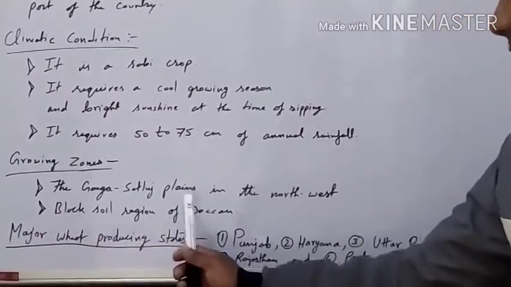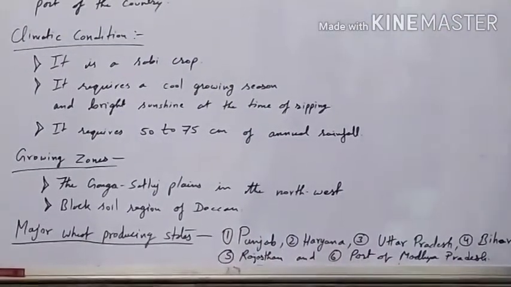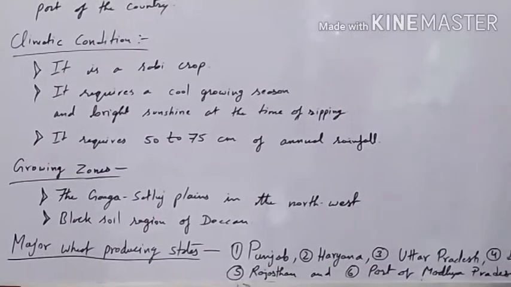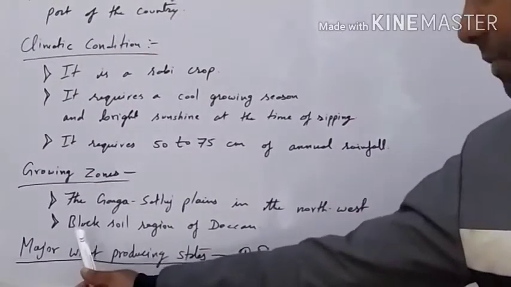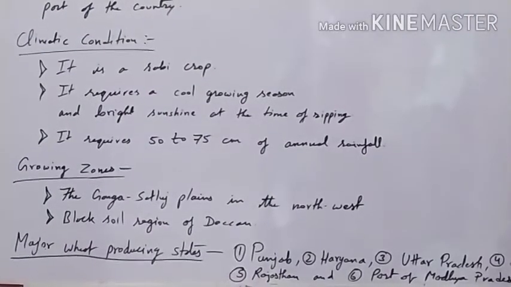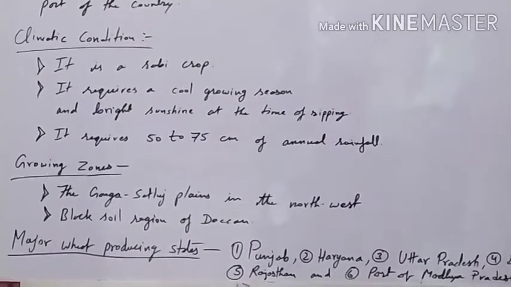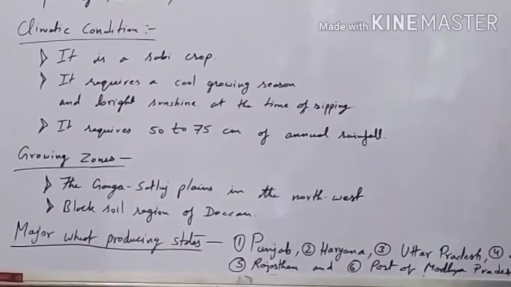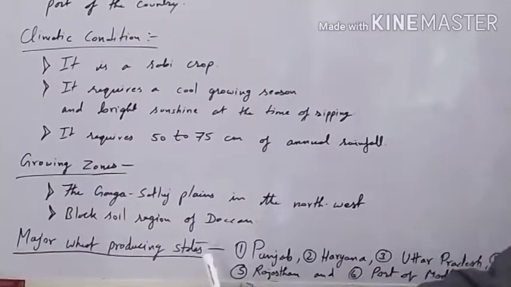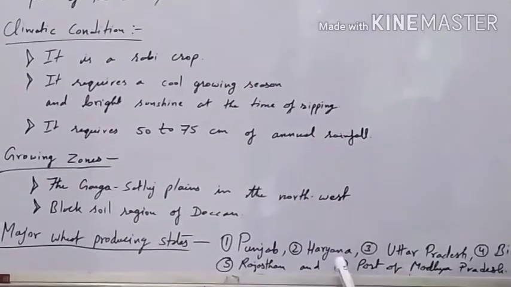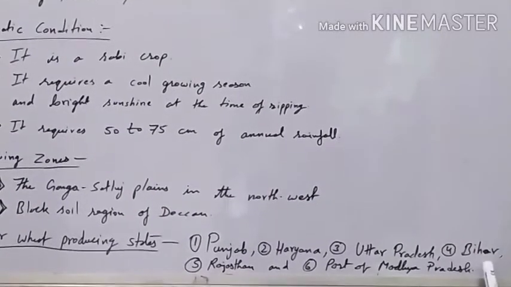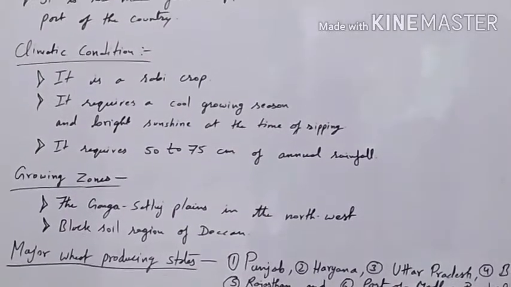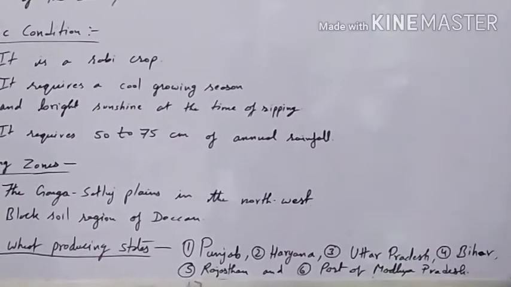The Ganga Satluj plain in the northwestern part of our country has developed a good practice of wheat cultivation. Another part is the black soil region of the Deccan Plateau, where wheat is also grown. Beside that, let us understand the states where wheat is grown. As you can see on the board, Punjab, Haryana, Uttar Pradesh, Bihar, Rajasthan, and parts of Madhya Pradesh are the states where wheat is produced in major quantity.